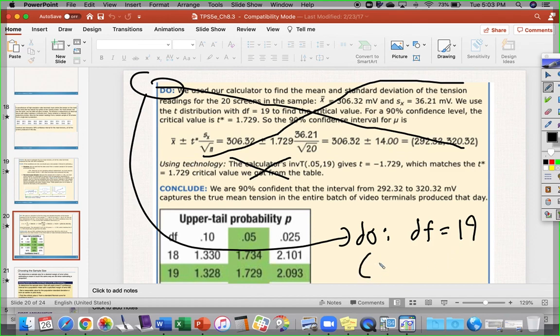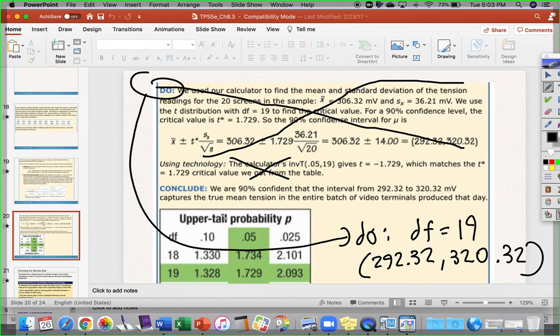And then you would say the interval is 292.32, comma, 320.32, because that's what the calculator would give you. It would hand you it in the t interval. All of this is extra work.